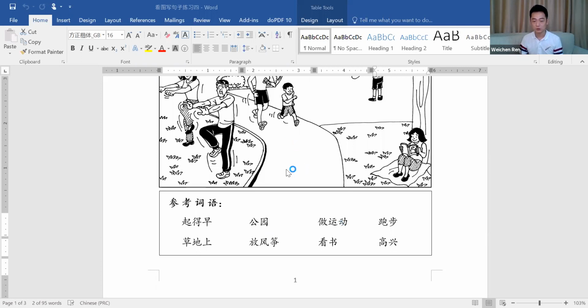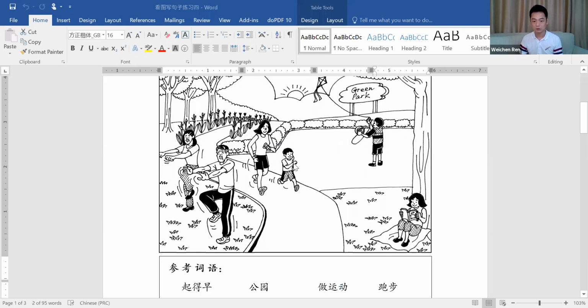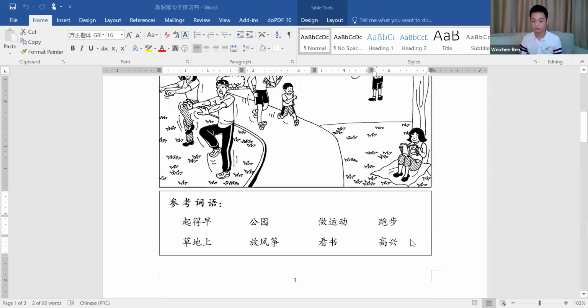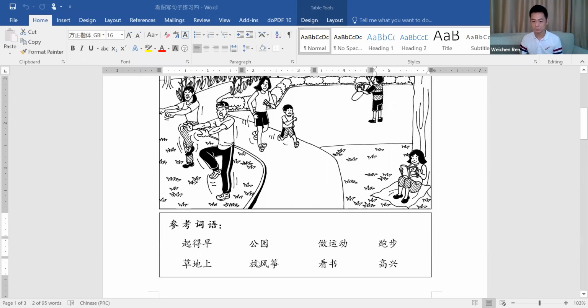If you say this is you, like my mother will always jog together with me. 跑步, jogging. My mother will do jogging with me. 爷爷, my grandfather, 草地上, on the grass. My grandfather will do some morning exercise on the grass. 放风筝.